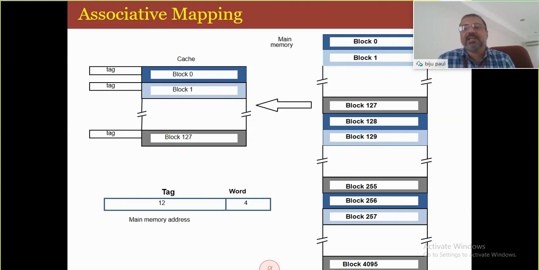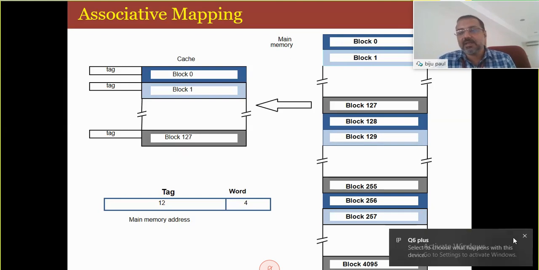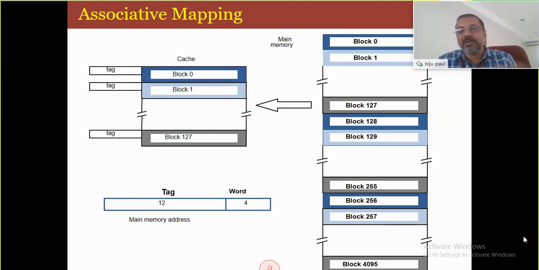Okay, coming back. Here block 0 of the main memory can be loaded to any block in the cache memory that is free. There are advantages and disadvantages. The main advantage is, if there is any free location in the cache memory, that can be loaded. Then what is the disadvantage? To check whether the data required by the processor is in the cache memory, the processor has to check all the cache blocks to find out whether it is there or not. That is one of the disadvantages. The main advantage we have also mentioned.